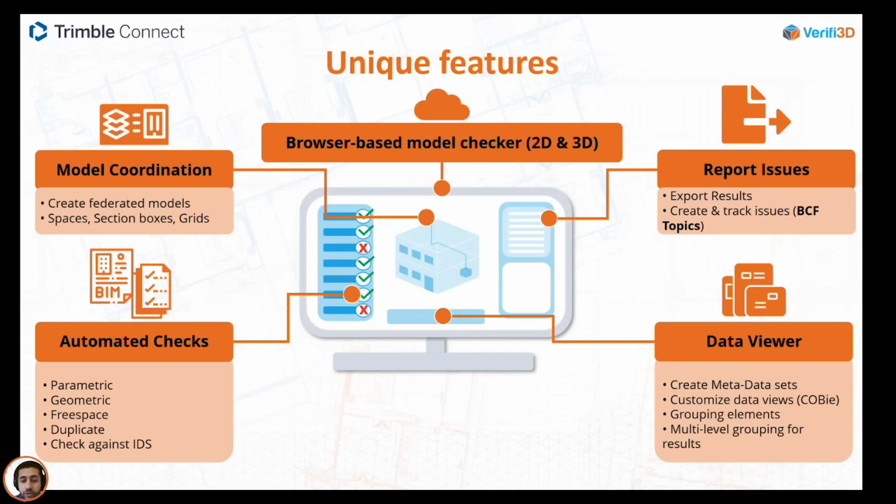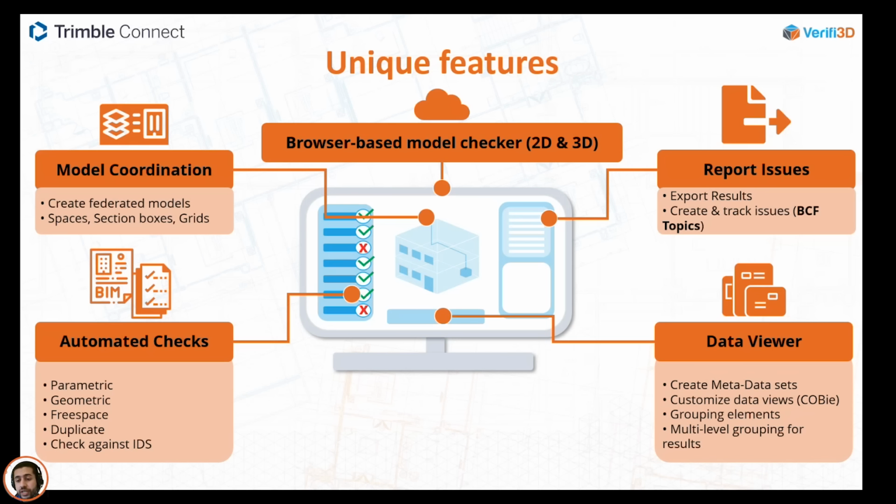Also, we have our own dedicated data viewer where you can create customizable data sets, such as COBie spreadsheets. You could create the early design worksheets, the component, the type, all of these. You can then validate them using the checks that we have. Also, there is a chance to do multi-level grouping for the data that you have in the data viewer.